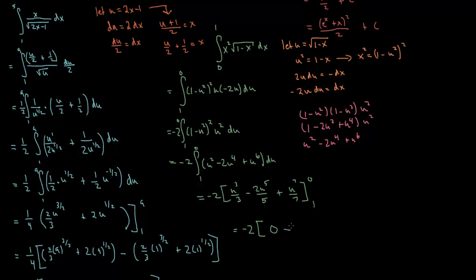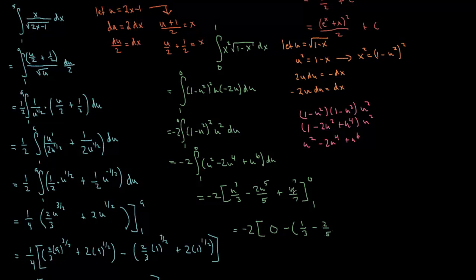Minus, now do make sure not to lose your parentheses, capital F at 1, 1 cubed over 3 is just 1/3. 2 times u to the 5th over 5, that's just 2 over 5, so minus 2 over 5.